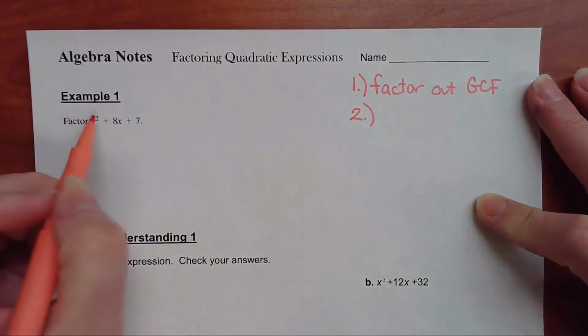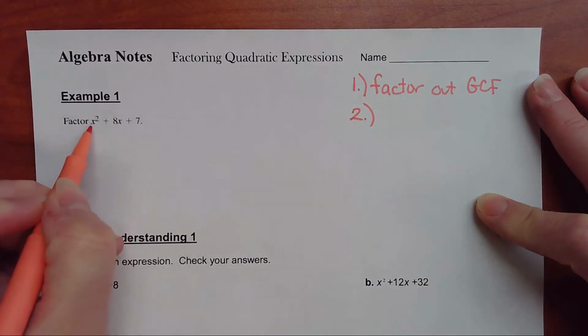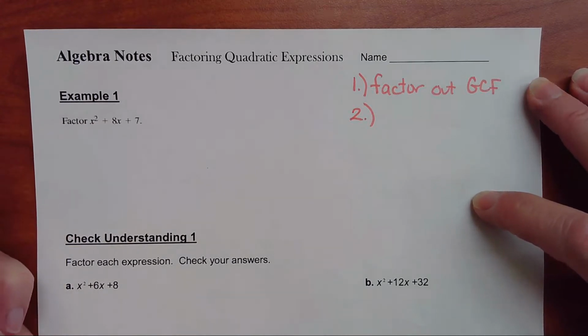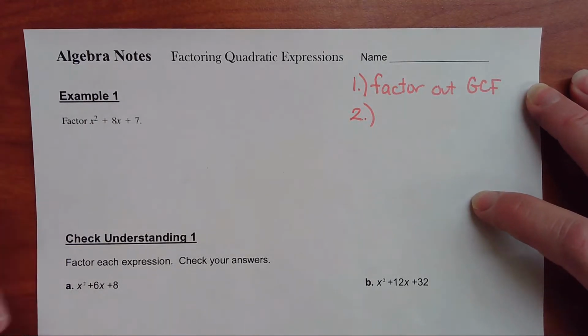Then what you do, so these are quadratics. Quadratics mean that the largest exponent is a 2. This would actually be a quadratic trinomial. That was the very first part of this entire unit, the chapter 7 unit.